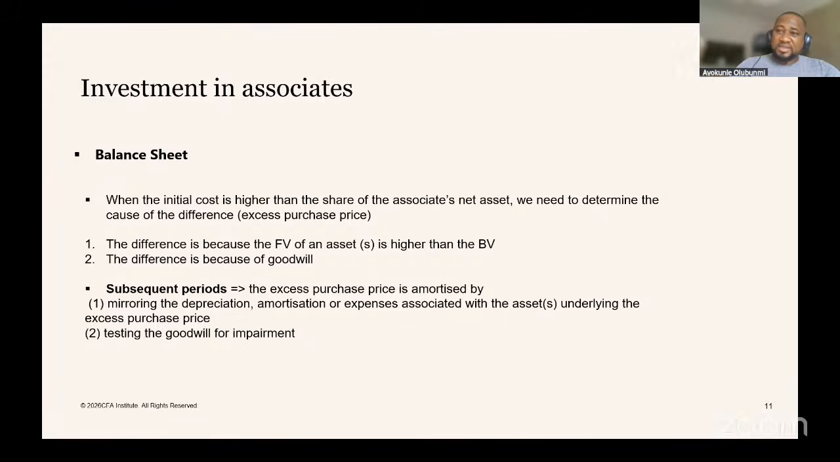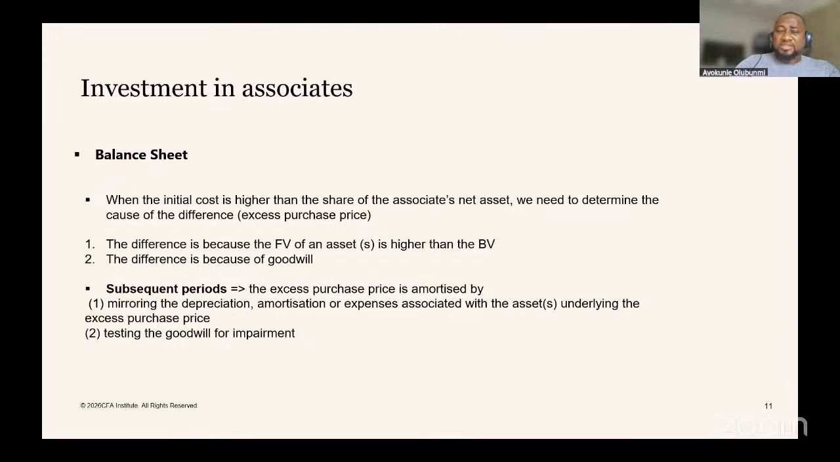Because it will affect what happens subsequent to that particular period. What do I mean? For instance, whenever the difference is caused by the fair value being higher than the book value, we need to amortize that difference over the life of that particular asset. And what we typically do is to mirror what is being done on the underlying asset itself.